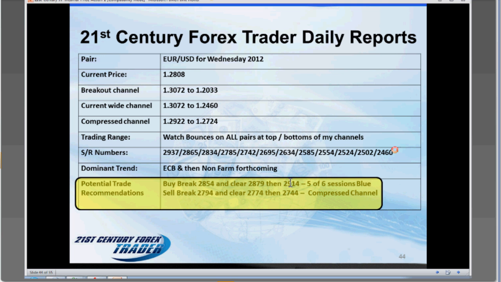And in this potential trade recommendation, we had a buy at 28.54 and a sell at 27.94. When we talk about 5 of the last 6 sessions were blue, that just means that it's a plus from the previous 24-hour session. If it would have been red, it would have been lower than the previous 24-hour session. We have support and resistance numbers. We have trading ranges, watch bounces on all pairs at the tops and the bottoms of the channels. We have the dominant trend as we have the ECB and then non-farm payroll forthcoming. And we pretty much know in advance what we're waiting for.